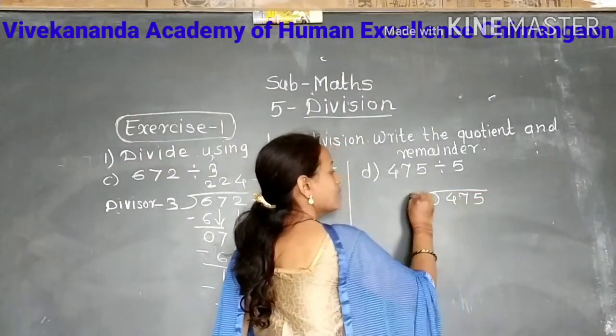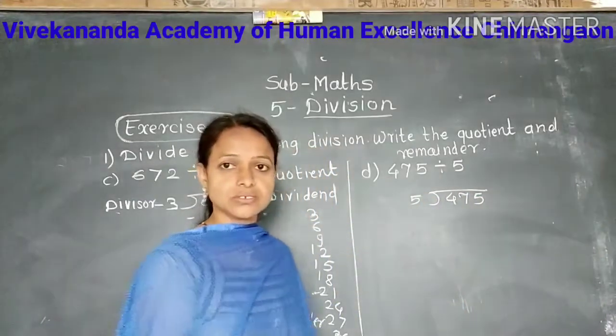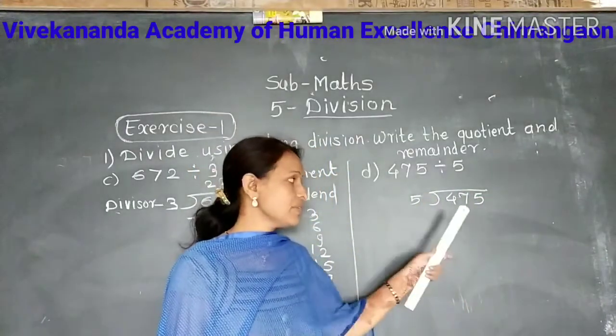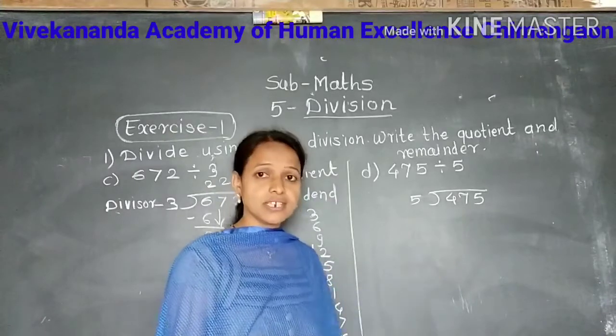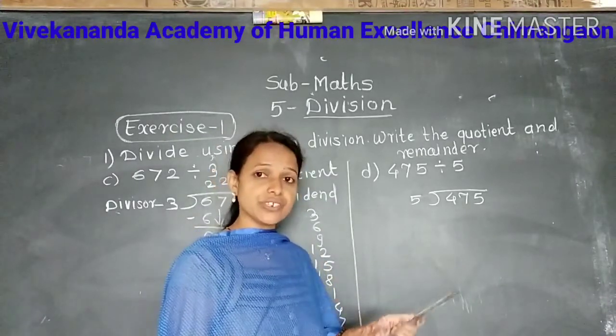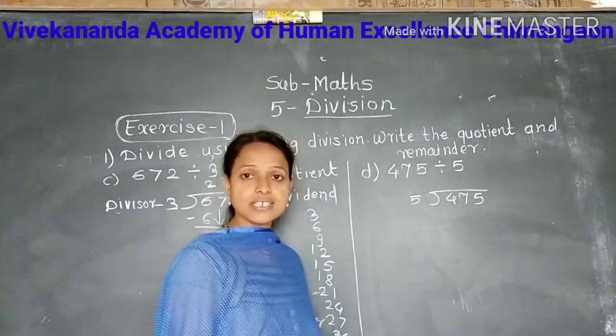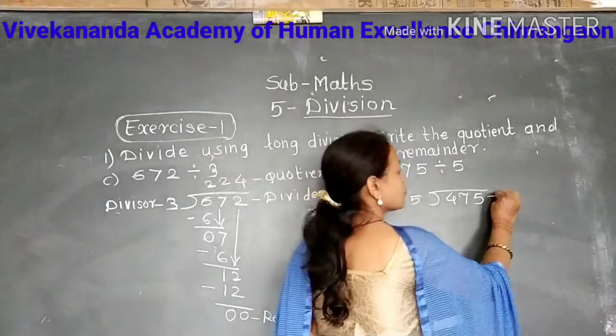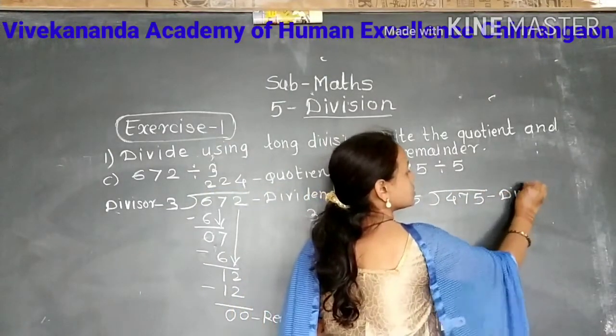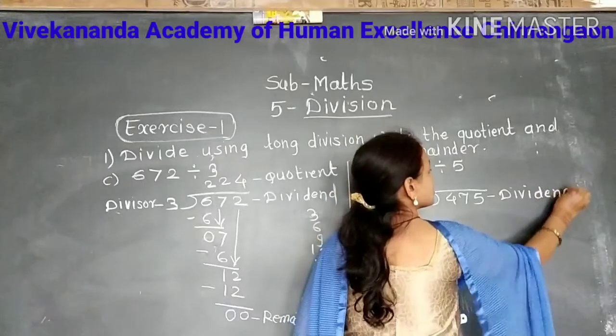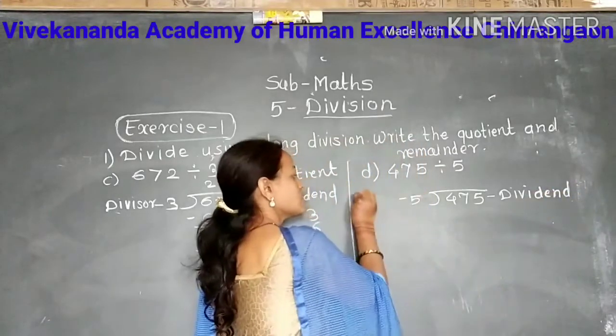475 divided by 5. Here the number which is divided, 475, is the dividend. And the number by which it is divided is the divisor. So 5 is the divisor.